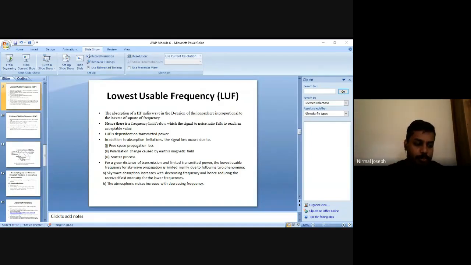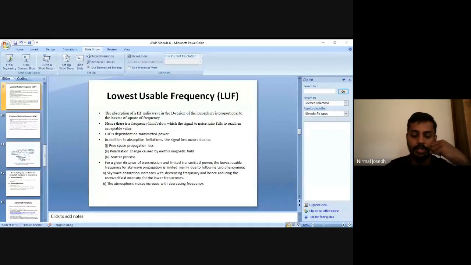During night hours, the lowest usable frequency is primarily limited by increased noise. The value of the lowest usable frequency is calculated from the measurement of noise level at the receiving end and the estimated value of skywave absorption in the given propagation path. These two things are applicable during daytime, but during nighttime, only the signal to noise ratio, or the noise at that particular frequency, is determining the lowest usable frequency.